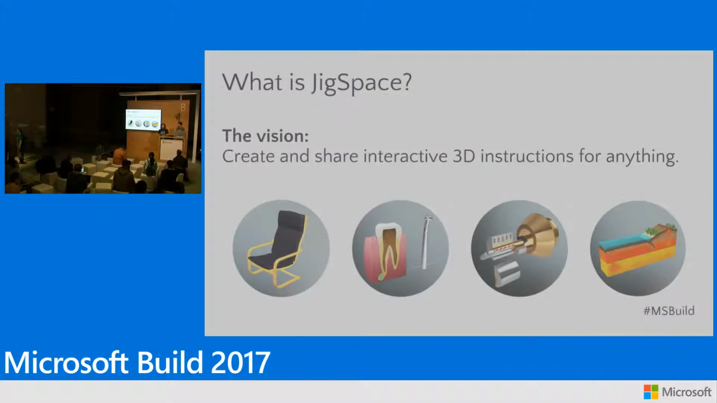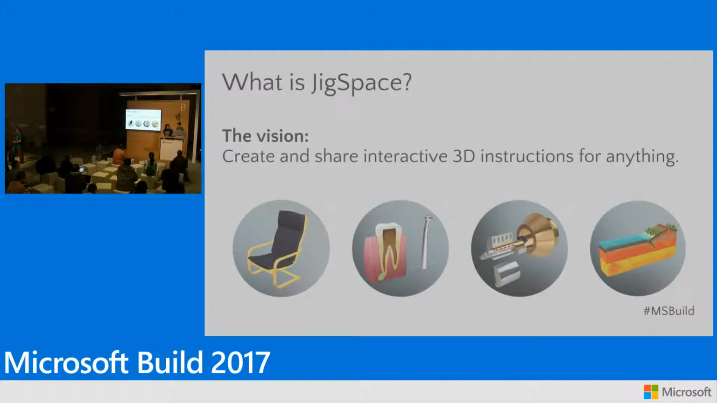So firstly, what is Jig Space? It's a platform for creating and sharing interactive 3D instructions for anything. So we want to create a world where you can look at anything around you and say, how does that work? And that information is immediately available to you in 3D on whatever device you have with you. So today that device is a mobile phone, and tomorrow it's going to be AR and VR and across all these mixed reality platforms. So to create that vision, there are a couple of things we need to do.